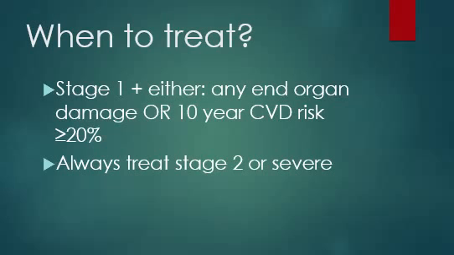So if you are going to treat in stage 1, it needs to be stage 1 plus either of the following: any end organ damage, like what I've described, or they've got a 10-year cardiovascular risk of equal to or more than 20%. If it's stage 2 or severe, you always treat. So it's not too difficult to know when to treat, but you just have to make sure that you've assessed the end organ damage and the cardiovascular risk if it's stage 1.